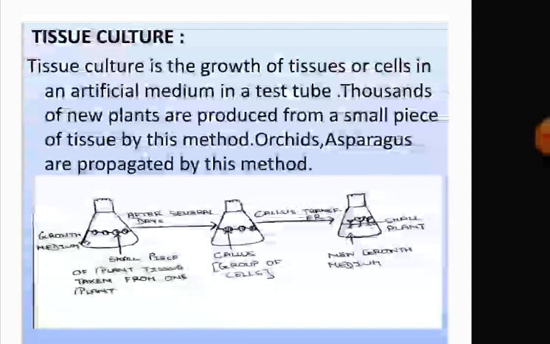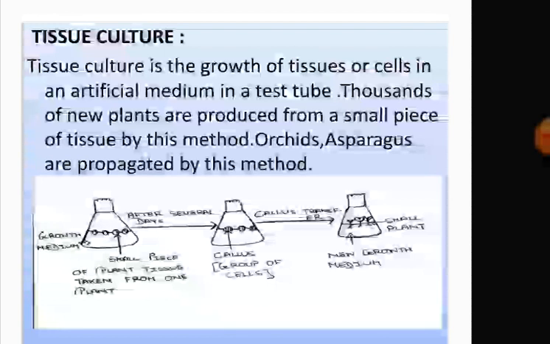So all of you understood this tissue culture process? I am repeating once more. At first, the shoot tip is cut from the main plant. It is then divided into small pieces of tissue. Then each piece is put in a nutrient medium, in a test tube, in a germ-free environment. The tissue grows into an unorganized mass of cells, that is called callus.